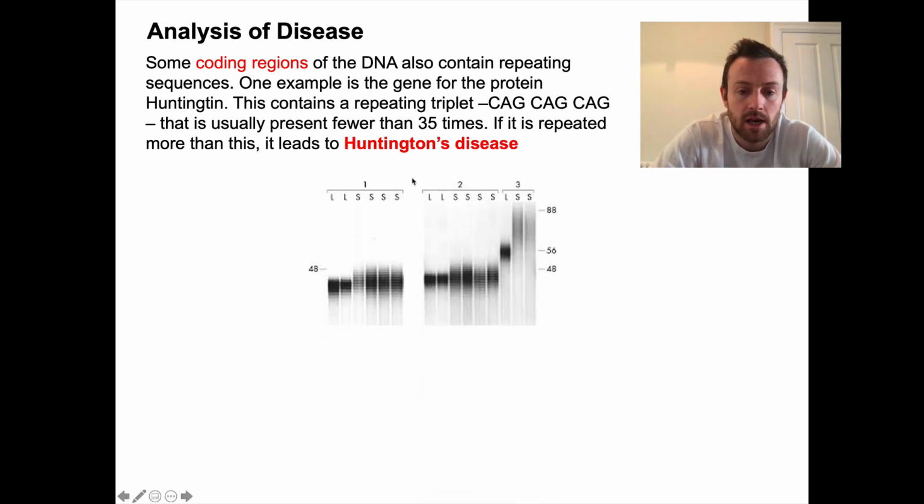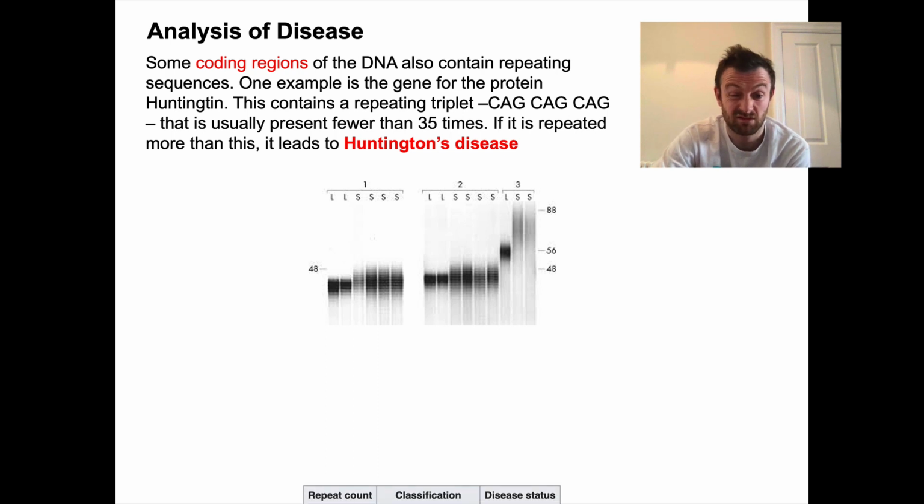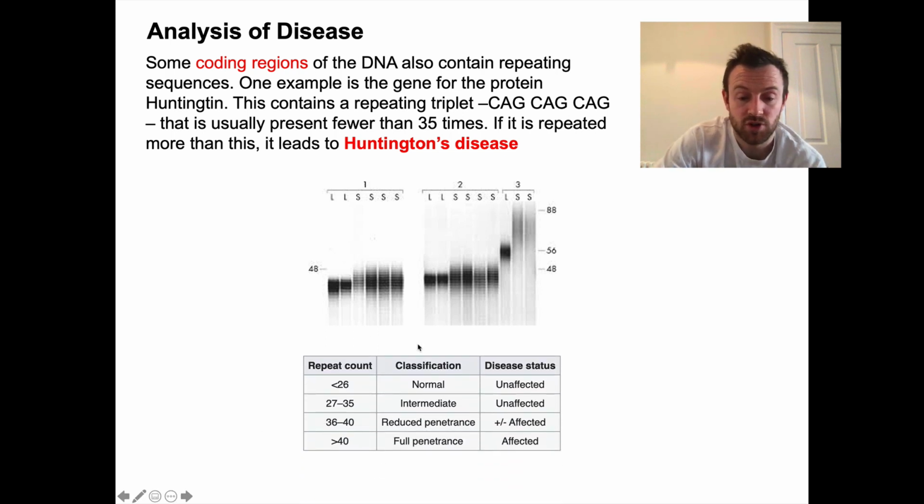So here's a gel electrophoresis showing this repeat, and we can see here's a scale, so 48 repeats, 56 repeats, 88 repeats. All these people would have Huntington's disease, but people with many repeats, like 56 or 88, would generally have a more severe version of this disease that would start earlier as well. So this shows the level of repeats and the disease status.